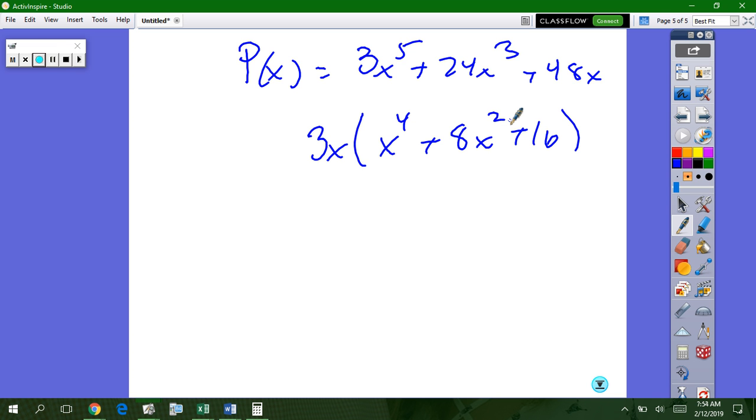Okay, what would we try here? It looks like a trinomial. Maybe it could factor, right? What are the factors of 16 that might get to 8? 4 and 4. This is actually x squared plus 4 times x squared plus 4.